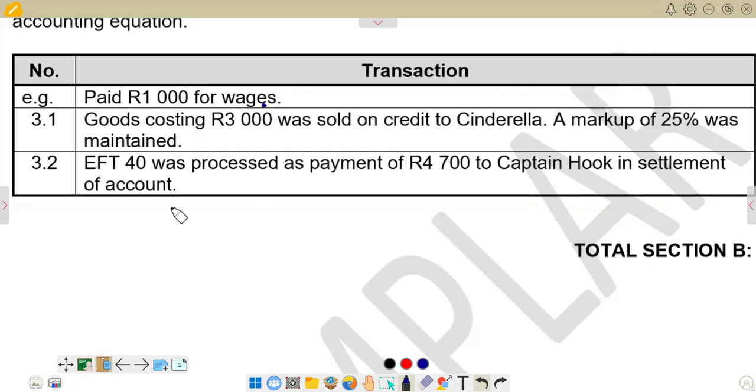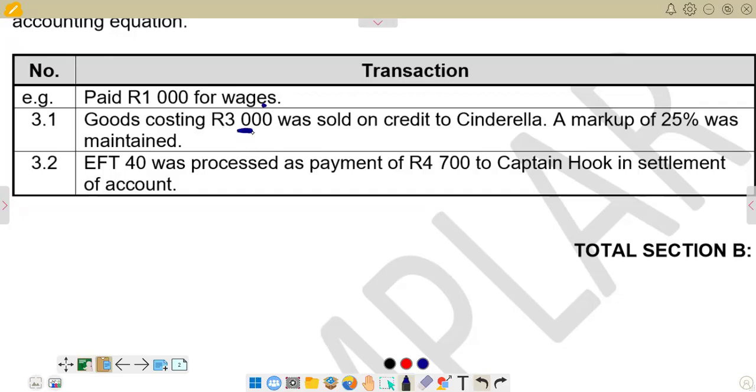So you'll see that if you come here, our first transaction is 3.1, and we try to see how it is affecting the double entry, and then we see how it's affecting the components of the accounting equation. It means our goods costing 3,000 rand were sold on credit to Cinderella. A markup of 25% was maintained.